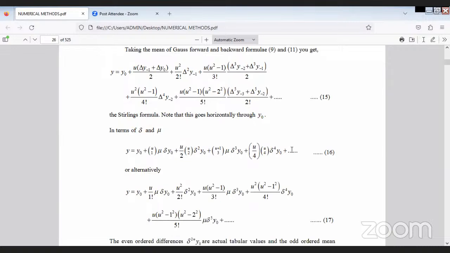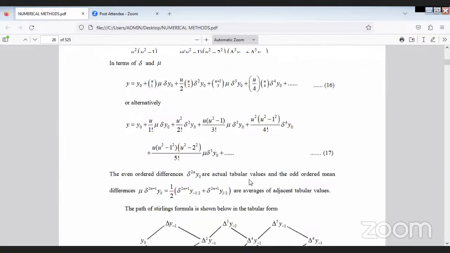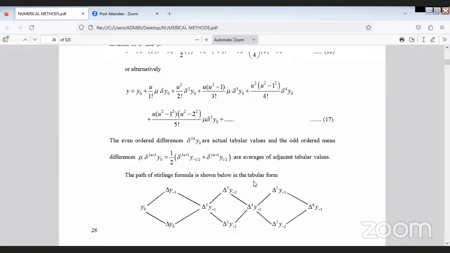We can write here y is equal to y naught plus u by 1 factorial mu del y naught, plus u square by 2 factorial del square y naught, plus u (u square minus 1) by 3 factorial mu del cube y naught, plus u square (u square minus 1) by 4 factorial del 4 y naught, plus u (u square minus 1)(u square minus 2 square) by 5 factorial mu del 5 y naught. The even order differences of del y are actual tabular values, and the odd order mean values.